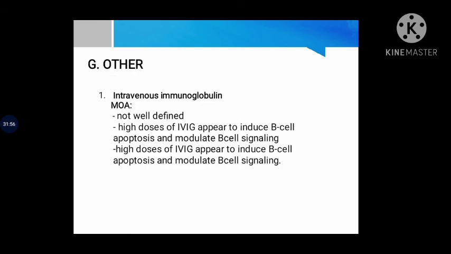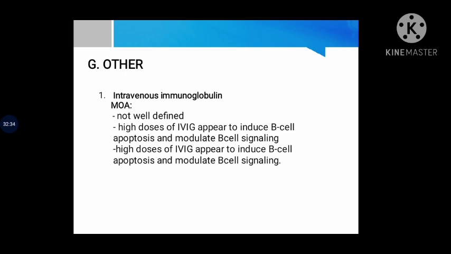The other drug that also belongs to immunosuppressants is intravenous immunoglobulin. Its mechanism of action is not well defined, but high doses of IVIG appear to induce B cell apoptosis and modulate B cell signaling.